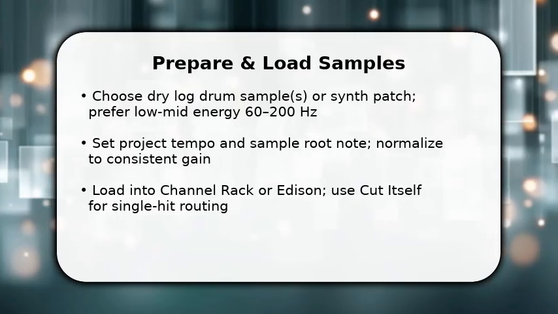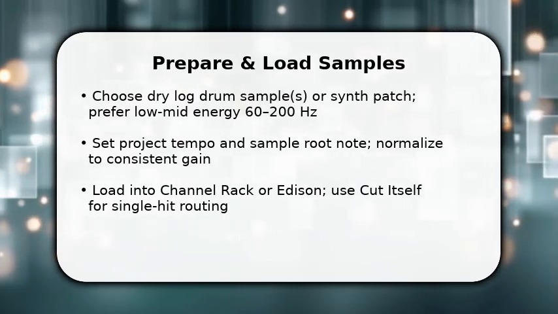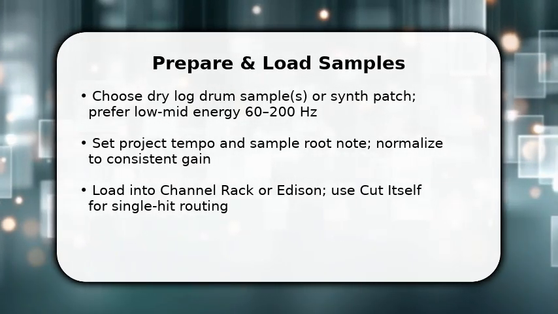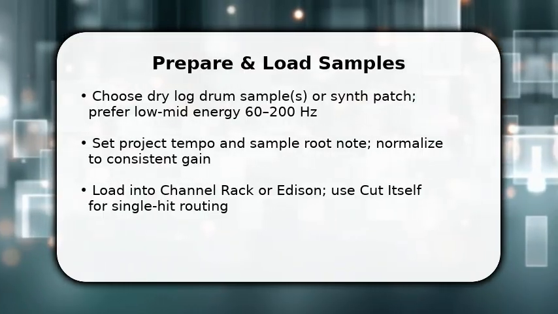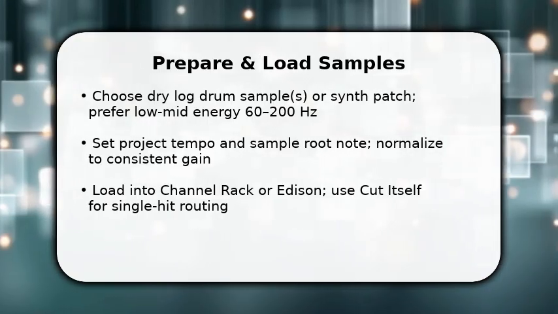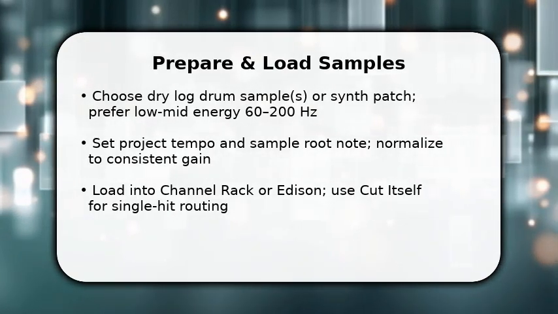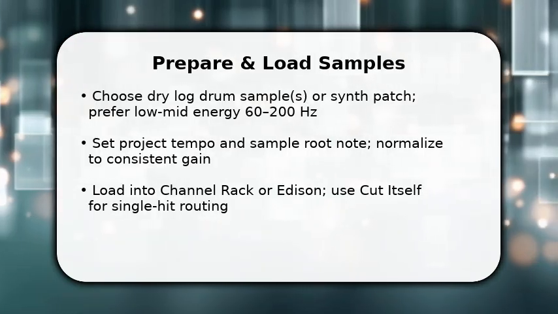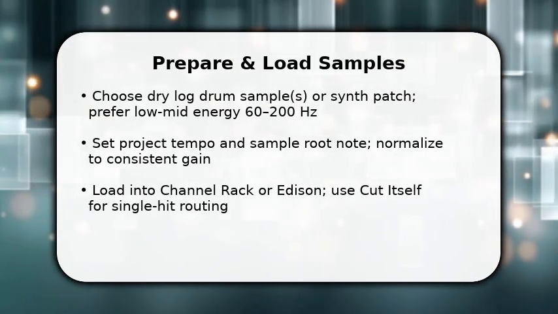You start by picking the core sound, a dry, resonant log drum sample or a sine-based synth patch, because the cleaner the source, the easier shaping becomes. Import it into Edison or the channel rack, set the root note and project tempo so pitch envelopes behave predictably, and normalize levels to avoid clipping.